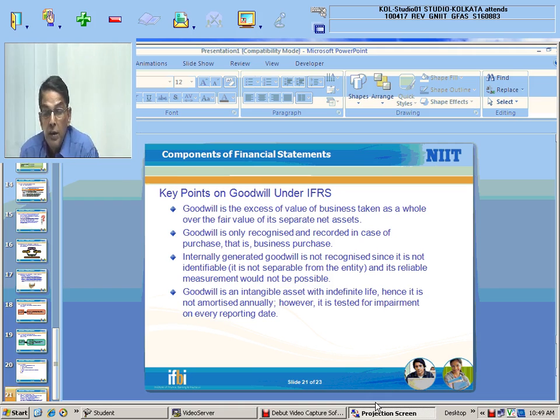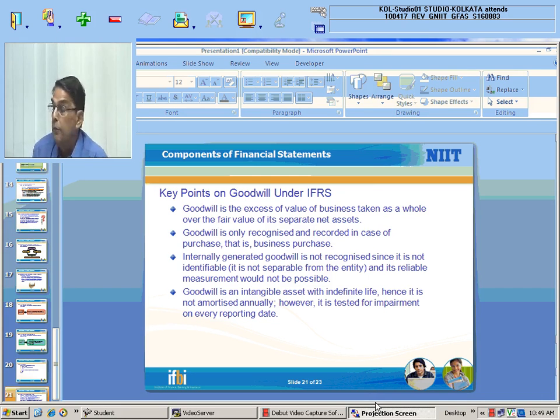Internally generated goodwill is not recognized since it is not identifiable, number one, it is not separable from the entity, and its reliable measurement would not be possible. So goodwill is an intangible asset with indefinite life. That's why goodwill cannot be amortized. It can be only tested for impairment annually. So goodwill is an intangible asset with indefinite life, hence it is not amortized annually.